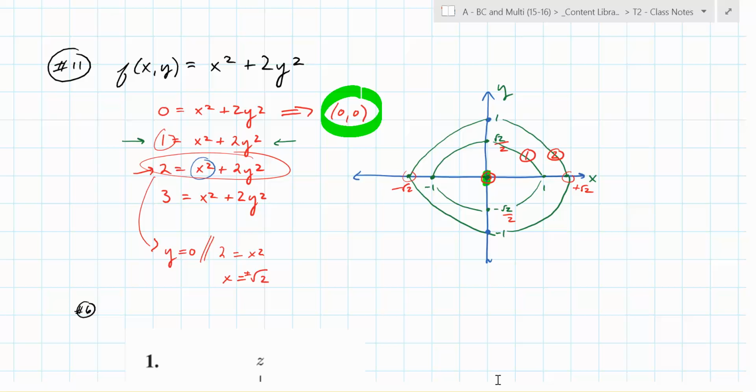I chose 0, I chose 1, I chose 2, I chose 3, right? And then what do I get each time? Like this, well, x squared plus 2y squared equals 0 means it's 0, 0, right? So once it's a 0 height right there. And then what happened? X squared plus 2y squared equals 2.